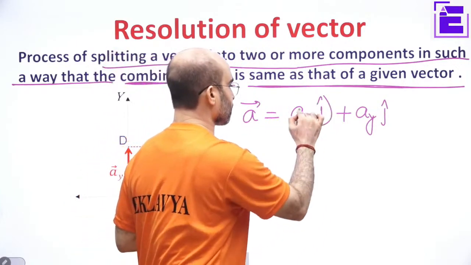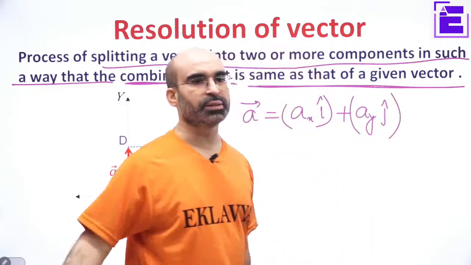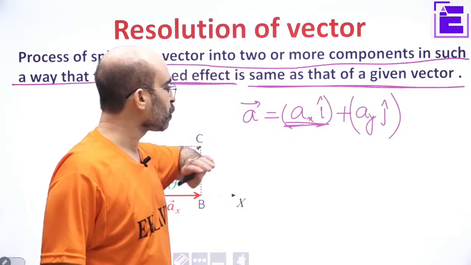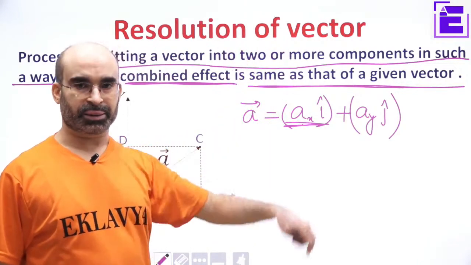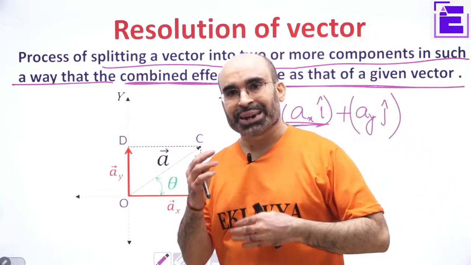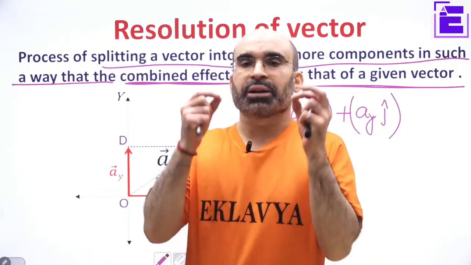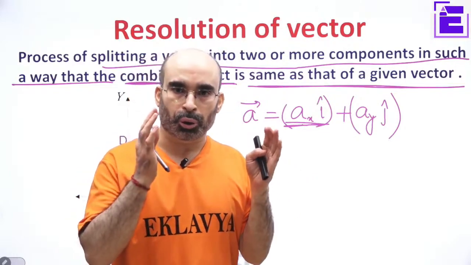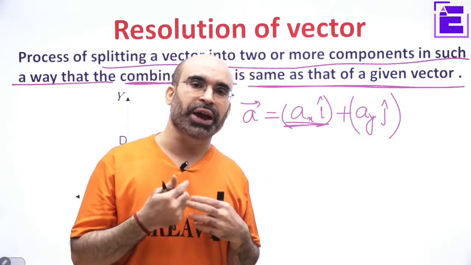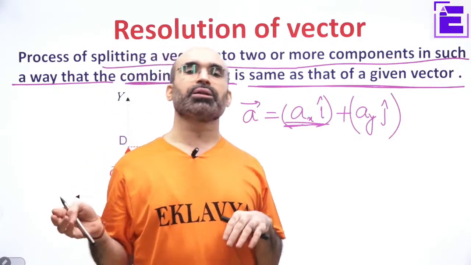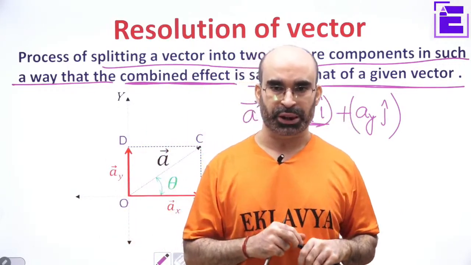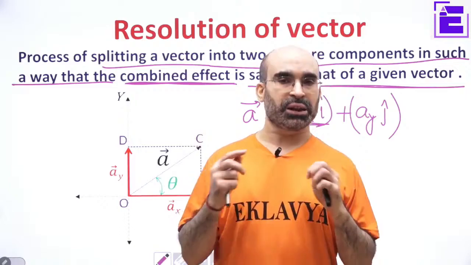This is along the x-axis, this is along the y-axis, and this is the component. If you simply talk about the magnitude of this, it is Ax. Now, how to find out this Ax? The magnitude of the x component of vector A, the magnitude of the y component of vector A, the magnitude of the z component of vector A. How do we find it out?